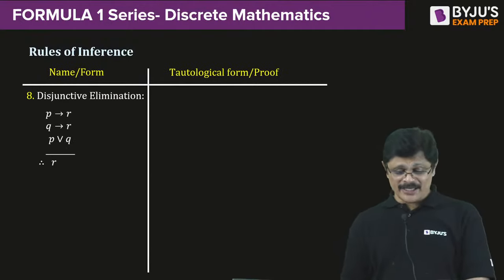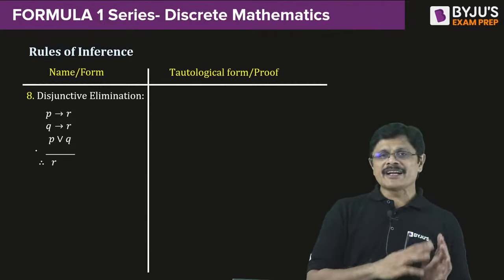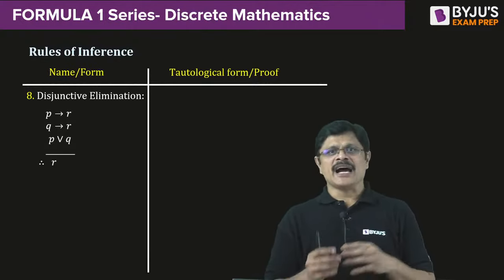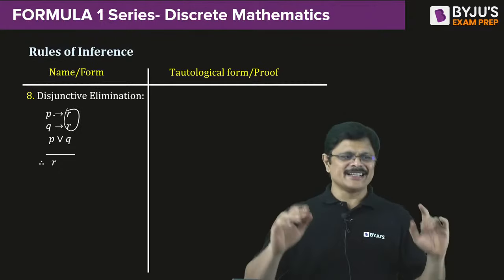Then comes disjunctive elimination. This is very important: P implies R, Q implies R. If I drink tea, I get energy. If I drink coffee, I get energy. Either I drink tea or coffee. So what is guaranteed? Energy is guaranteed.